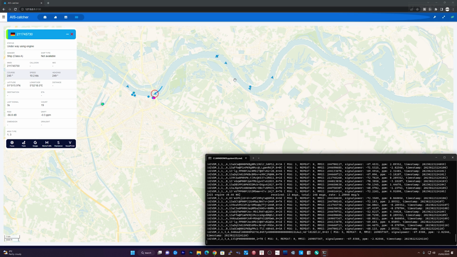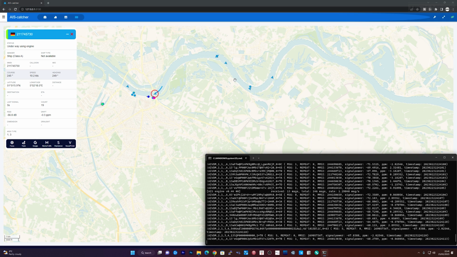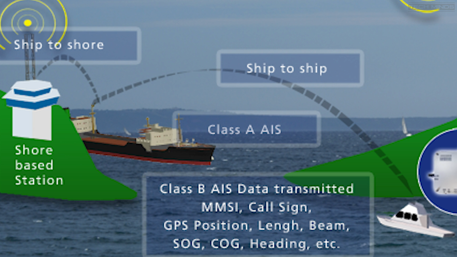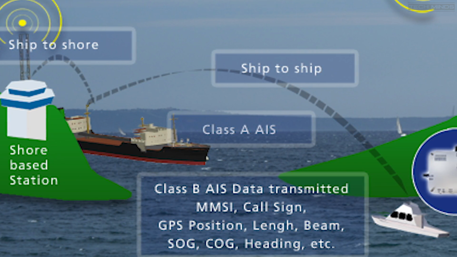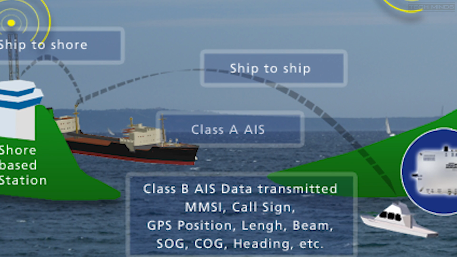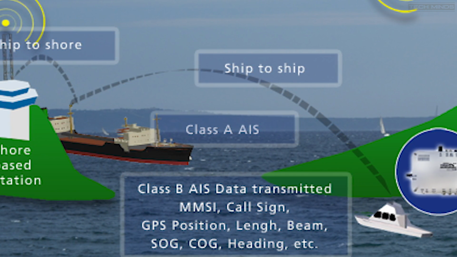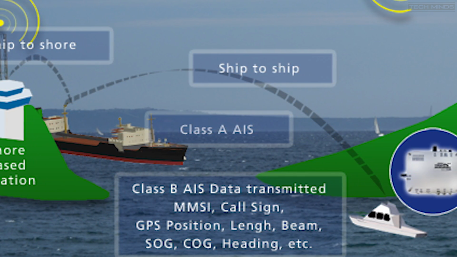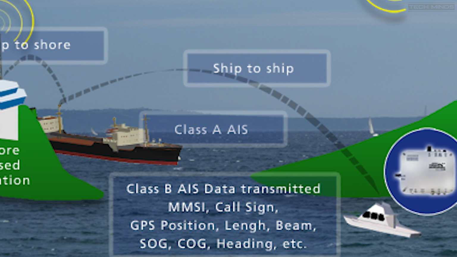Now, if you don't know what AIS is, then let me briefly explain. AIS stands for Automatic Identification System, which transmits a ship's position so that other ships are aware of its position, similar to how ADS-B works for aircraft.